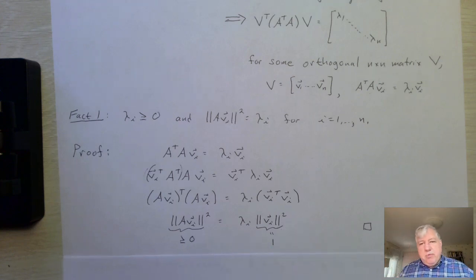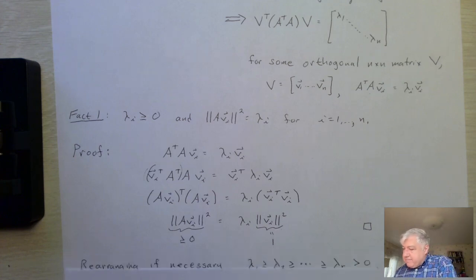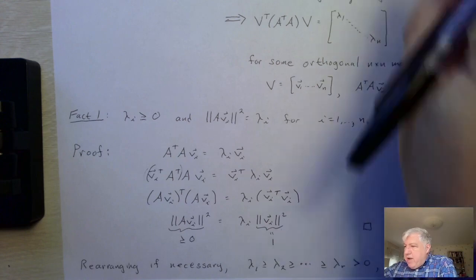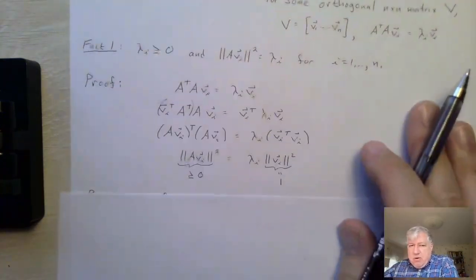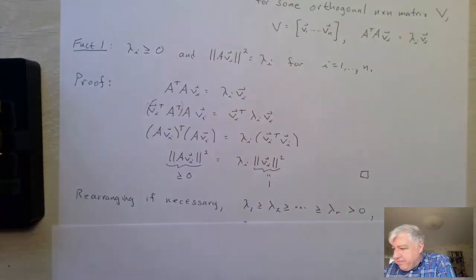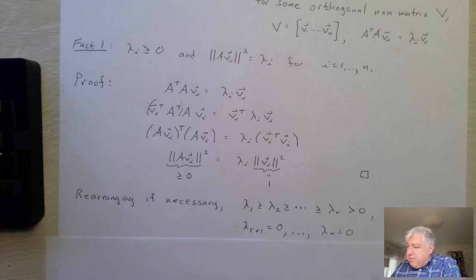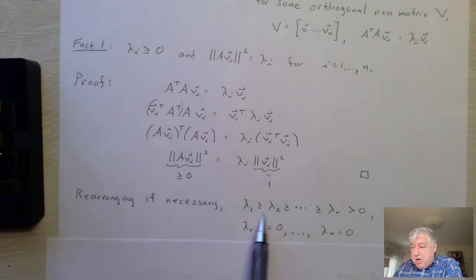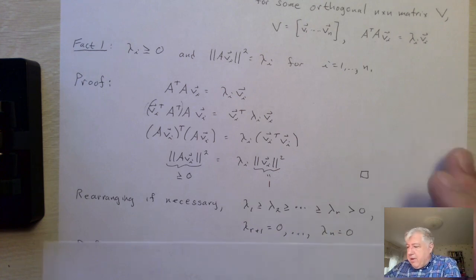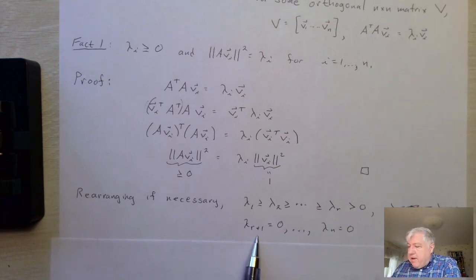Okay, so that's why all these eigenvalues in this case are non-negative. We can rearrange the indices, as the order of the eigenvalues if necessary, and we're going to assume that the first r eigenvalues are strictly positive, and everything else is 0.